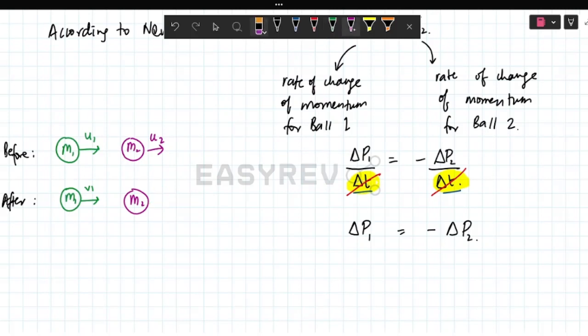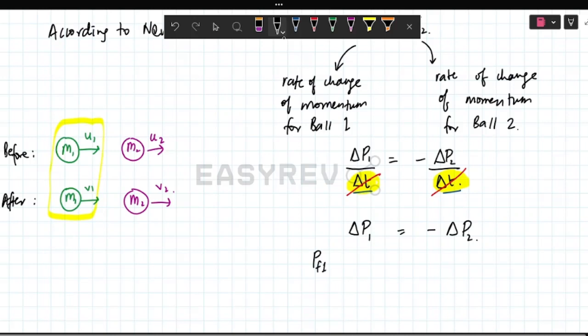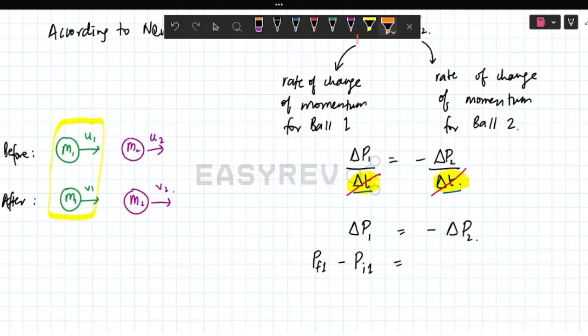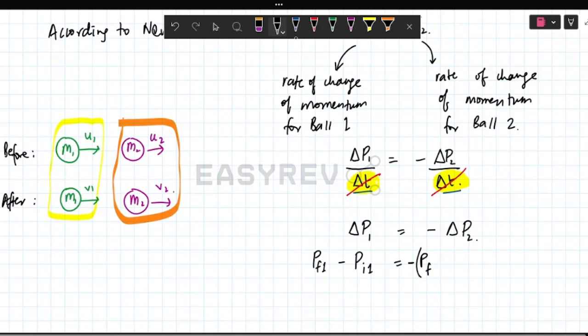Right? Now we can express the changes in momentum for each of them one by one. Let's first do it for ball 1, which would just be these green balls that I've highlighted in yellow. That change in momentum would just be the final momentum of ball 1 minus the initial momentum of ball 1. Whereas for ball number 2, which I've highlighted in orange over here, it's going to be the same thing, but this time there will be a negative sign. So negative final momentum of the second ball minus the initial momentum of the second ball.